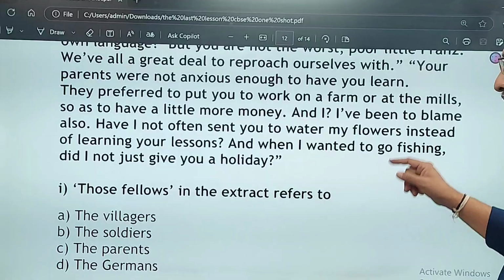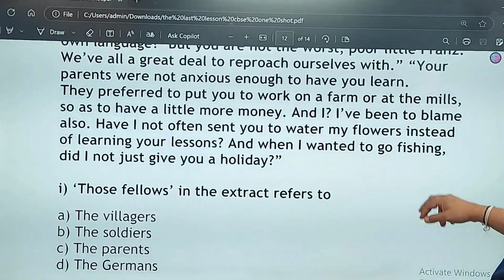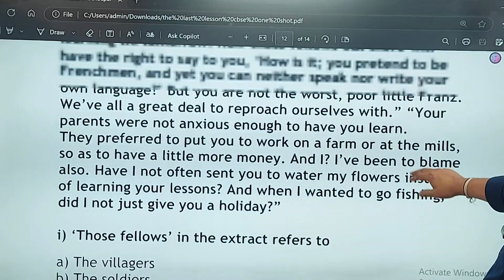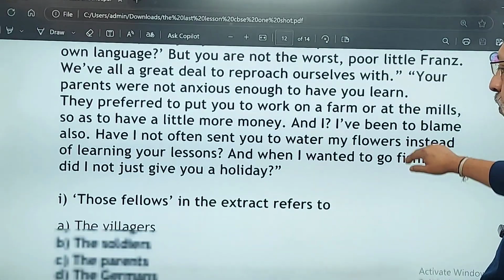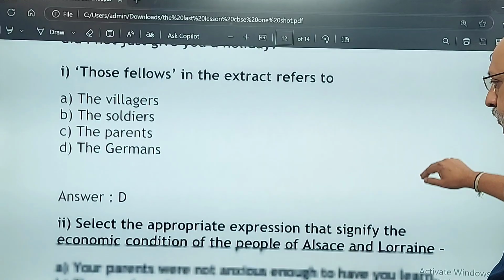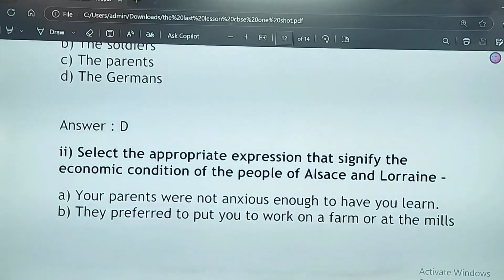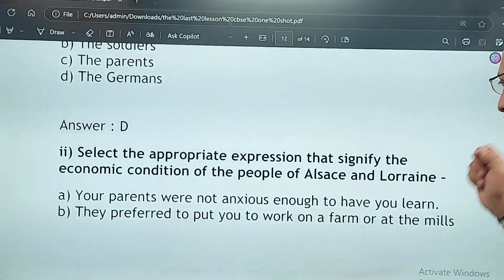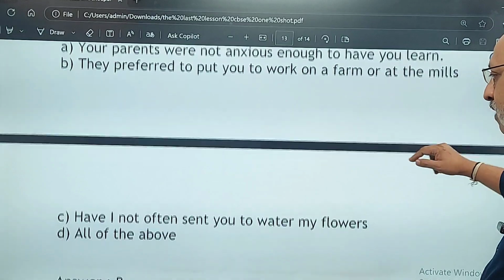"Those fellows" in the extract refers to the villagers, the soldiers, the parents, or the Germans. "Those fellows out there will have the right." So he's talking about the Germans. Select the appropriate expression that signifies the economic condition of the people of Alsace and Lorraine. "Your parents were not anxious enough to have you learn. They preferred to put you to work on a farm or at the mills."